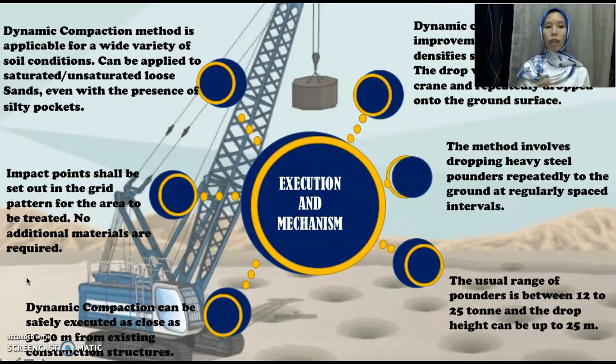Dynamic compaction can be safely executed as close as 30 to 50 meters from existing construction structures. And lastly, impact points shall be set out in a grid pattern for the area to be treated, and no additional materials are required beyond the backfill for creating the surface of the platform.